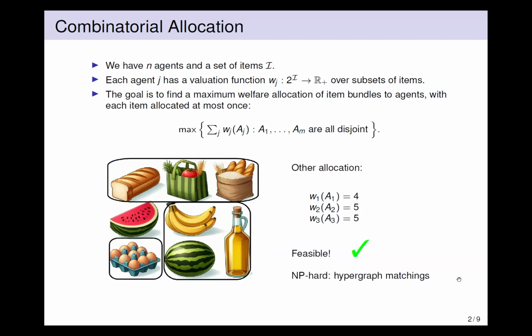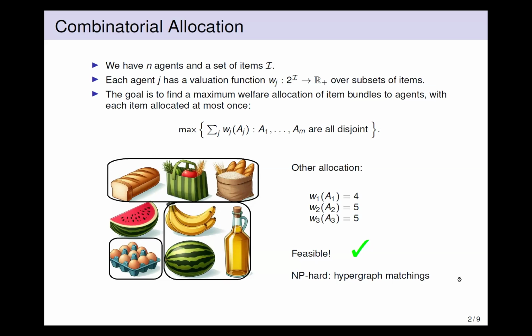On the other hand, this is a feasible allocation. Here I have again these 3 bundles, but maybe the values are lower, and maybe every agent gets less than before, but now this is a feasible allocation. They do not intersect. I'm allocating every item at most once, and possibly some items are not allocated, which in principle is possible. And of course, as you can already see, the problem will be very hard, since we can encode hypergraph matchings by solving this problem.